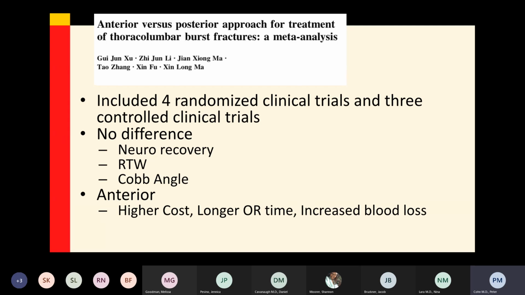So even though that anterior approach does allow us that direct decompression, in these studies at least, they did not find any difference in neurologic recovery rates between patients who underwent anterior or posterior procedures. And the conclusion of this study was that the anterior approach had a higher cost, a longer OR time, and increased blood loss, although transfusion rates were similar. And so they recommended really against an anterior approach because they didn't see a benefit for those costs.